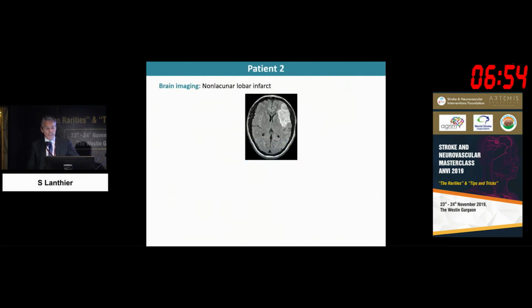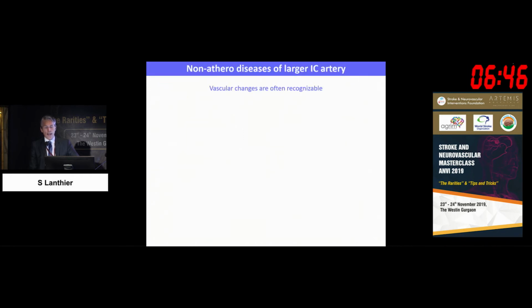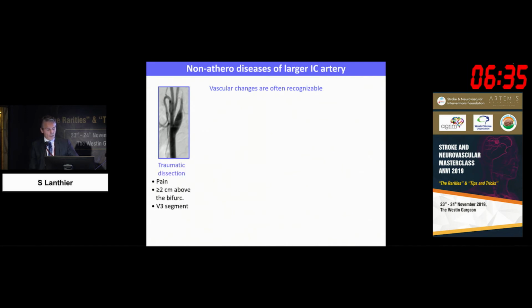On brain imaging of this patient, there was a non-lacunar lobar infarct, and on vascular imaging, vascular changes that differ from atherosclerosis. And for unusual diseases, the vascular changes are often recognizable. In this patient, there was a typical flame-shaped stenosis, which is consistent with traumatic dissection, and dissection can be recognized because of pain. Stenosis that typically is at least 2 centimeters above the bifurcation or affects the V3 segment of the vertebral artery.